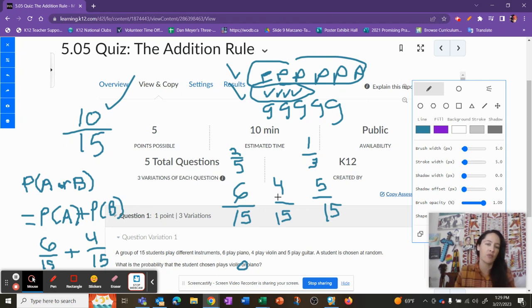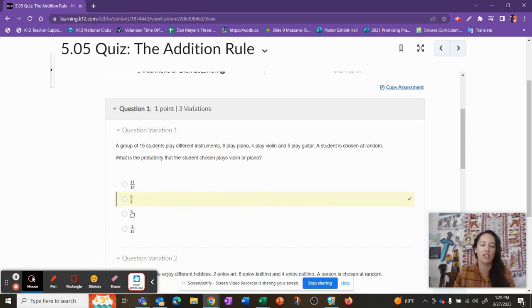That simplifies, friends. What does that simplify to? 2/5? No, 2/3. Yeah, 2/3. Okay, let's scroll down and see how we did. 2/3. So no matter what variation you have, odds are question 1 will be mutually exclusive.